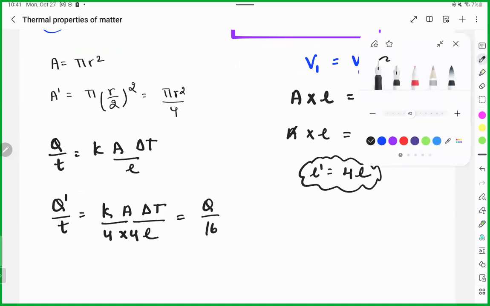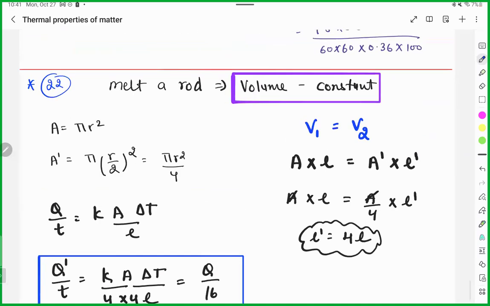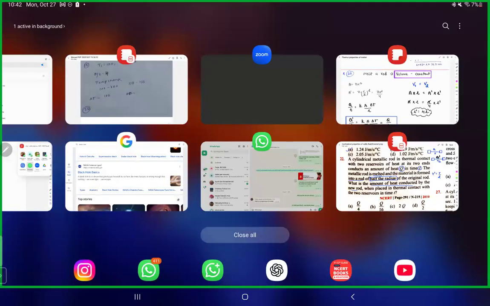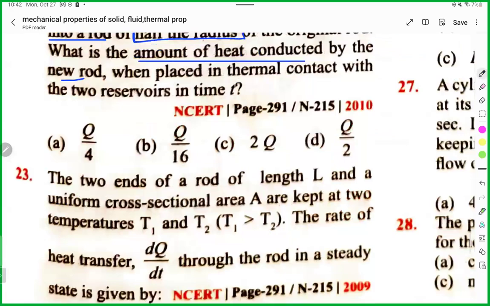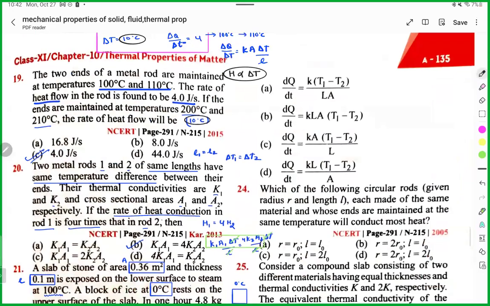Tell me, do you have any doubt? You just need one concept from current electricity as well. Whenever you change the shape of the rod or wire or anything, volume always remains constant. In this case, when you are changing the radius, area will change as well, and length will change. Yes or no? This is a direct question.